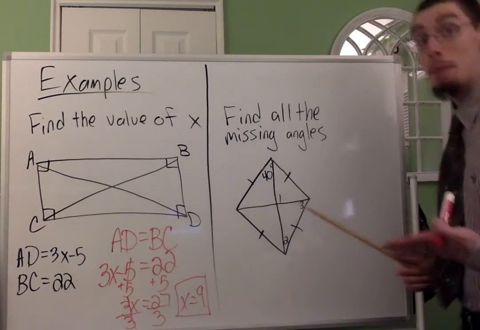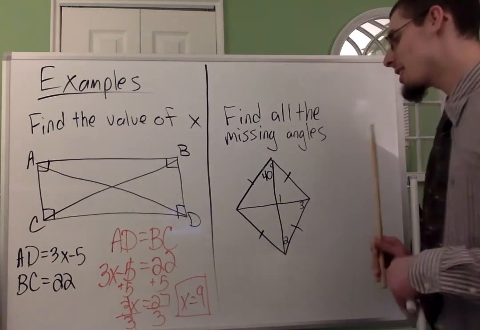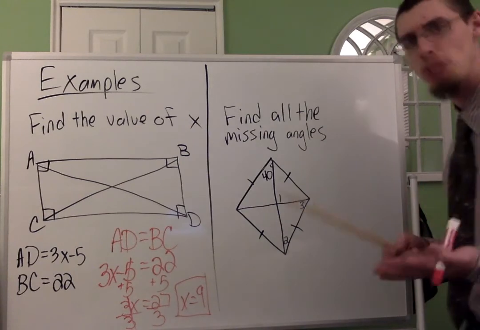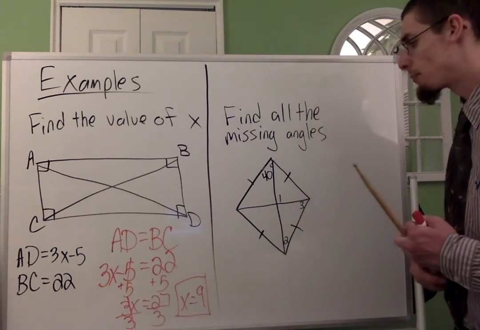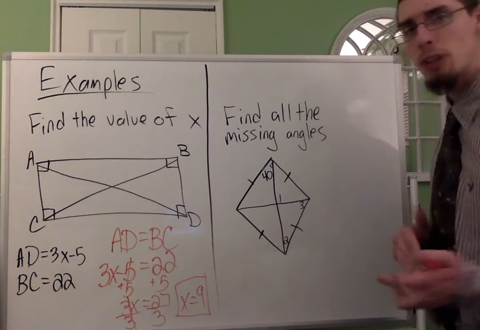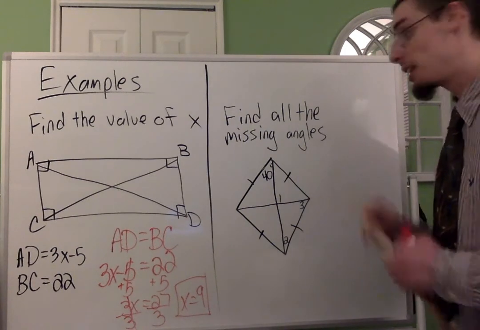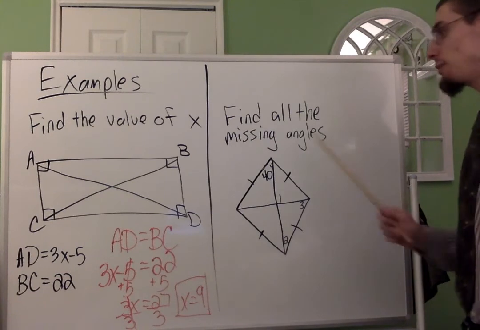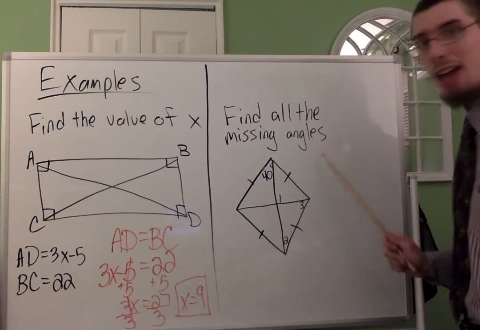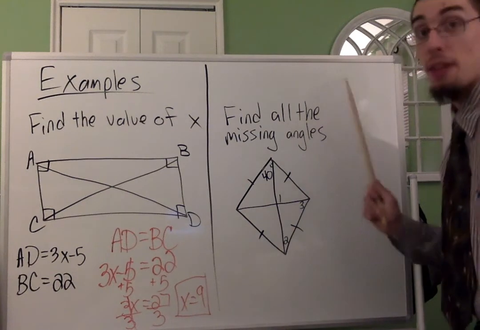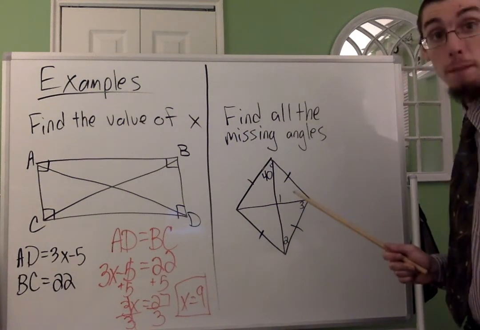Now with the rhombus, it can get a little more complicated because there's a couple extra rules. And you know, we're also kind of requiring you to remember some things from the past. So let's get into this. All it says is find all the missing angles. Again, nowhere here does it say that this is a rhombus, right?